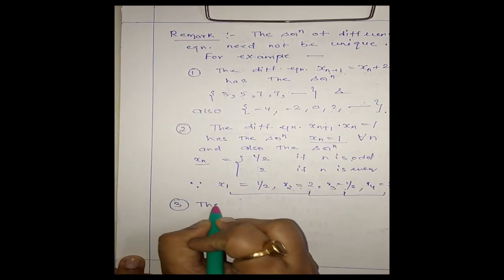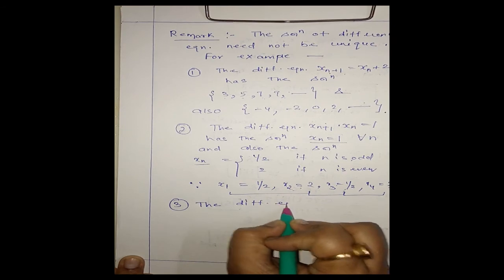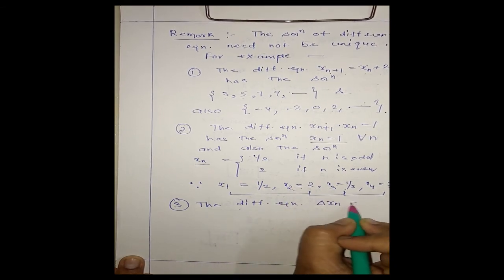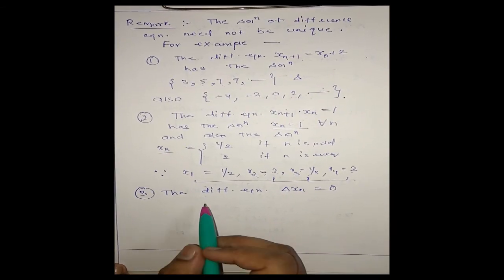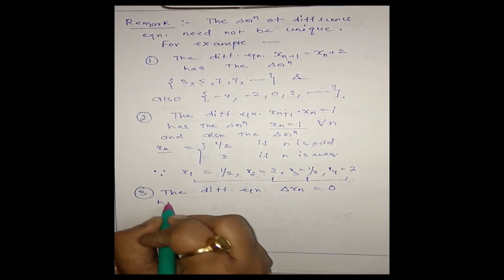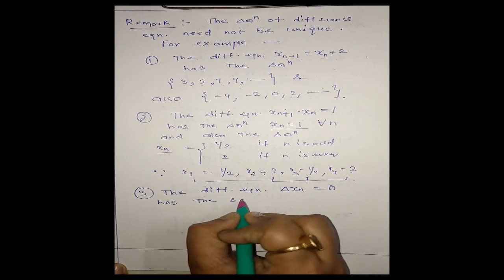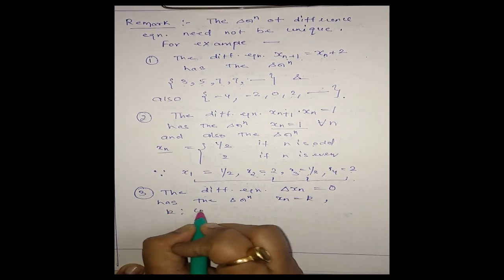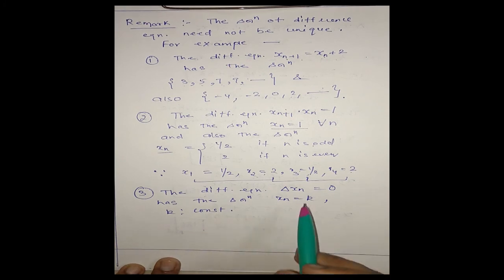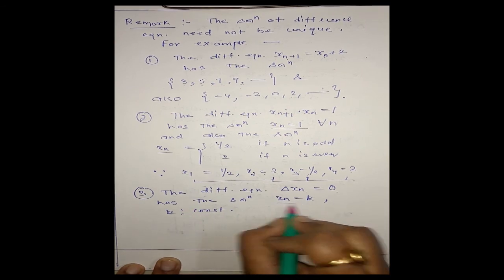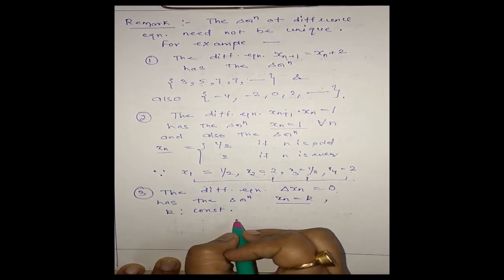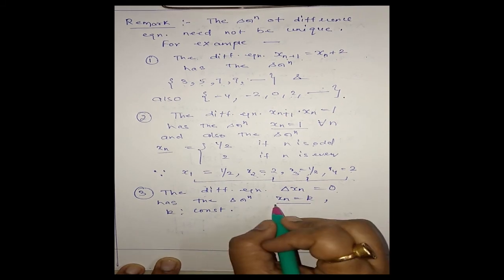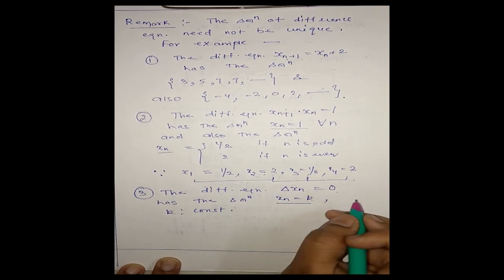Third, the difference equation delta xn is equal to 0. Delta xn is equal to 0 has the solution xn is equal to k, where k is a constant. Now delta xn is equal to 0 means xn plus 1 minus xn is equal to 0. Now it has a solution xn is equal to k, where k is any constant. Since xn is equal to k, xn plus 1 is also k and k minus k is 0.